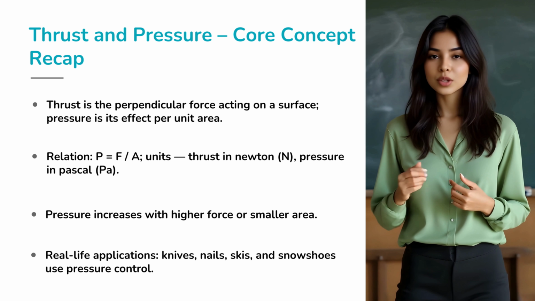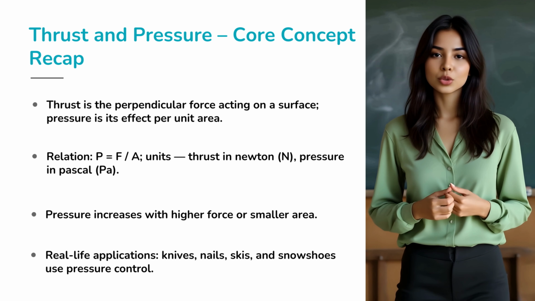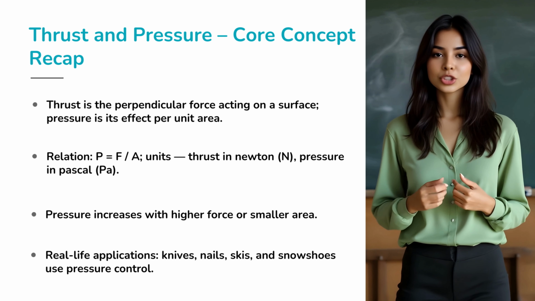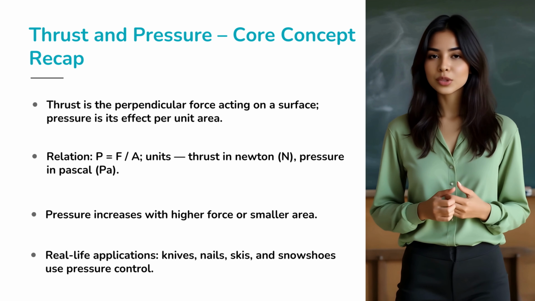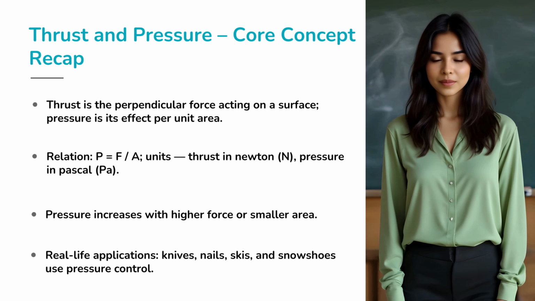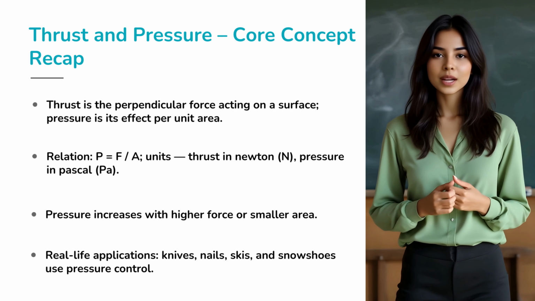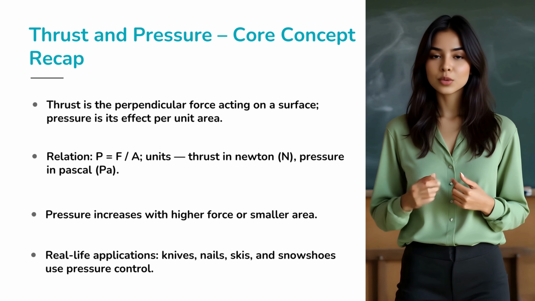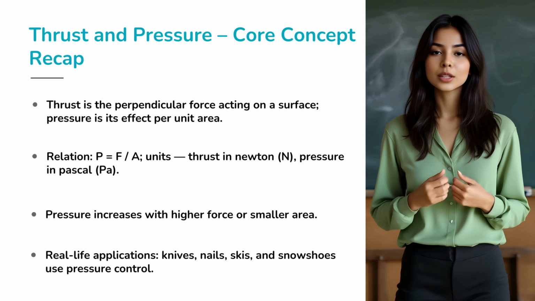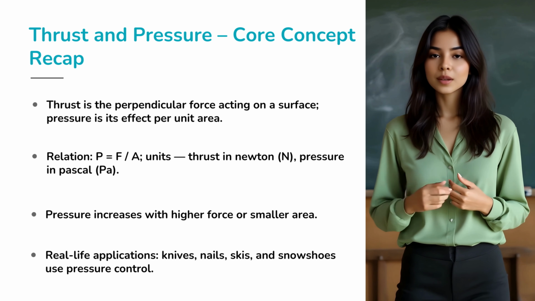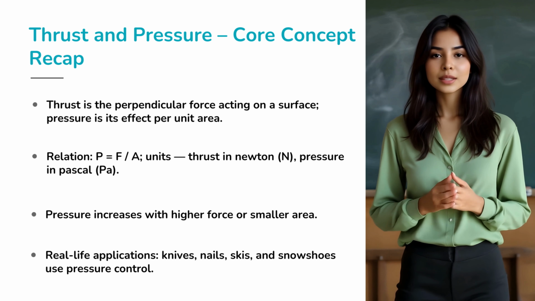Thrust is the perpendicular force acting on a surface, while pressure is the effect of that thrust per unit area. Their relationship is given by P equals F divided by A. Pressure increases with more force or a smaller area. The unit of thrust is the Newton and the unit of pressure is the Pascal, which equals 1 Newton per square meter. In everyday life, these two concepts explain a lot, from why knives are sharp to how aircraft wings create lift to why snowshoes keep you from sinking.